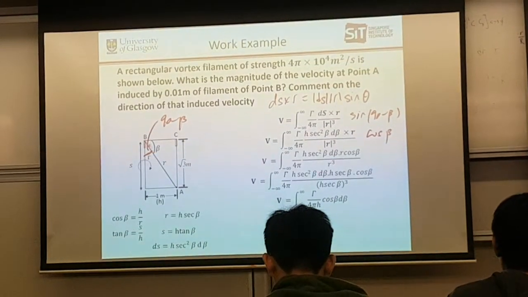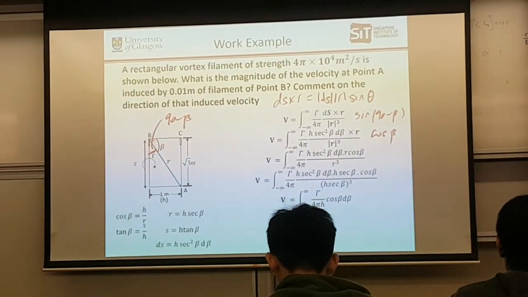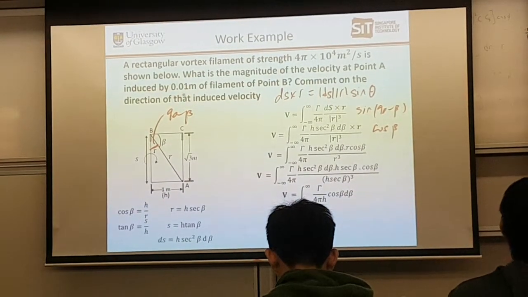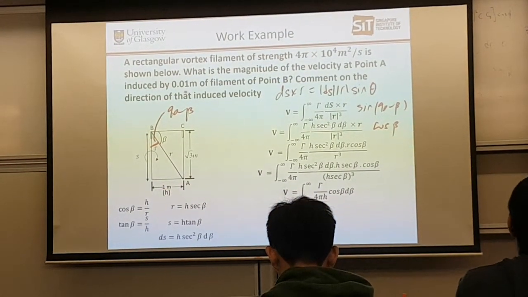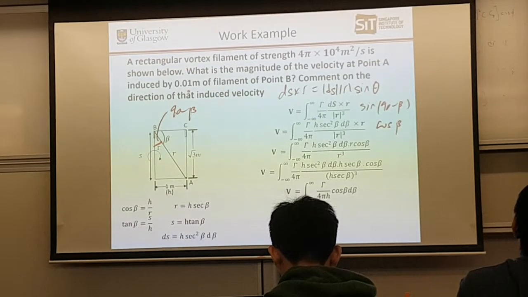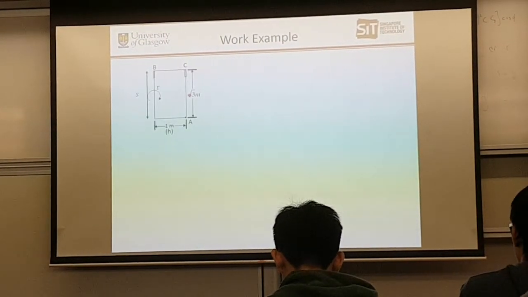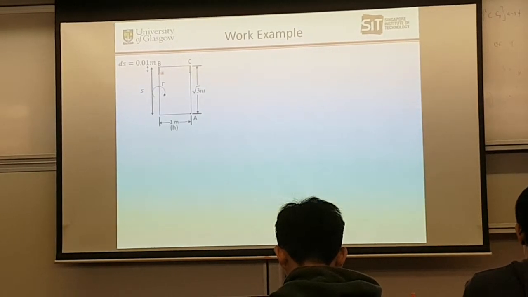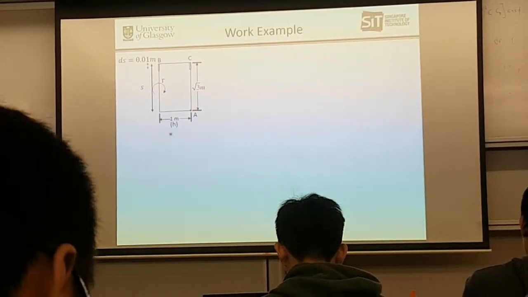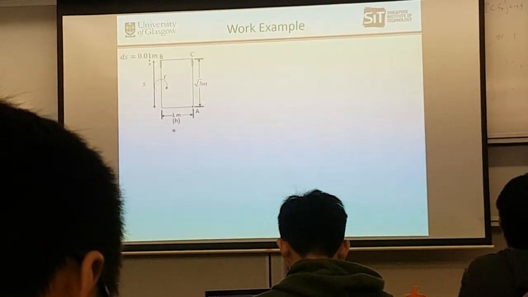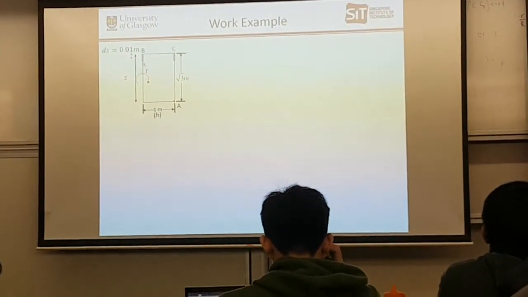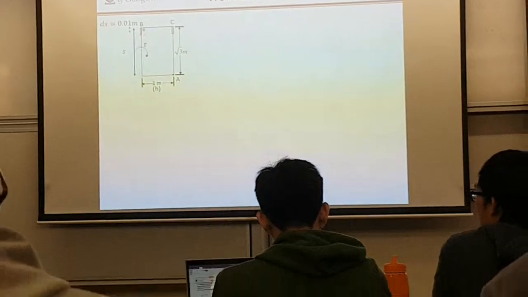But for this case, I'm just looking at this isolated filament here, where the length is 0.01 meters, given in the question. Can I move on now? So in a sense, this ds, or this filament, is 0.01 meters, as given in the question. I need to know, from this end to this end, what is the angle?